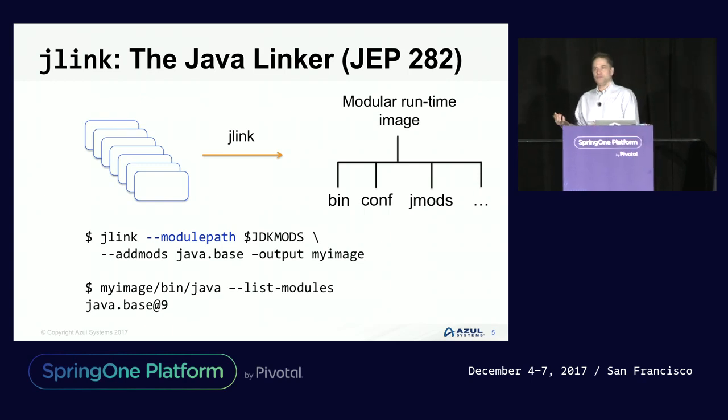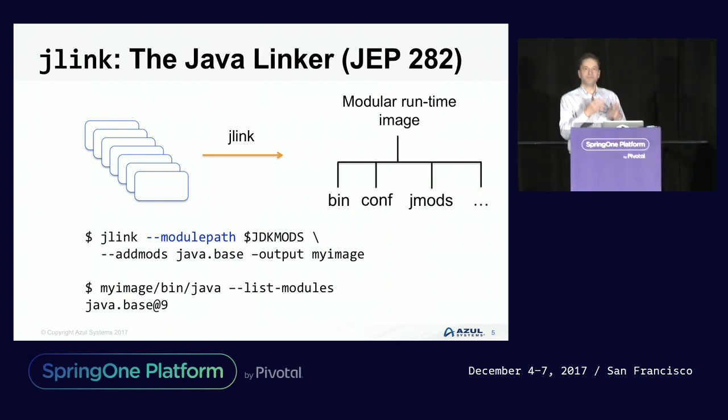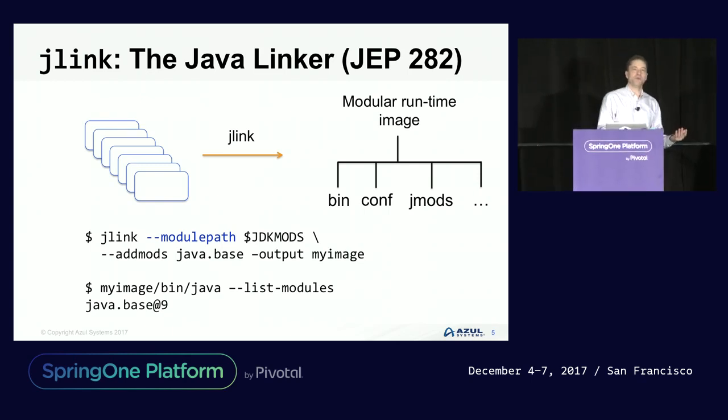The other thing related to modularity is this idea of being able to build a runtime that only contains the modules that you need for your application. And the way you do that is using jlink. Jlink will allow you to specify certain things like the module path that you want to use and where you're going to find the modules, and it will allow you to specify which module you want to start from and build a runtime for that module. And then you can specify where you want it to be built.